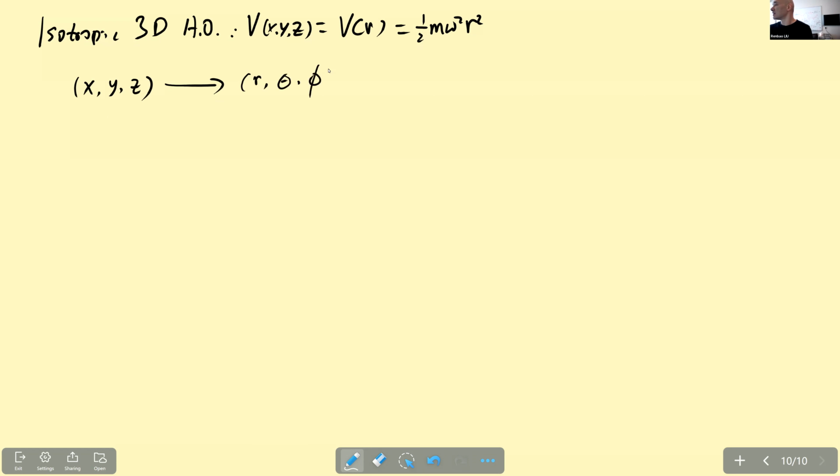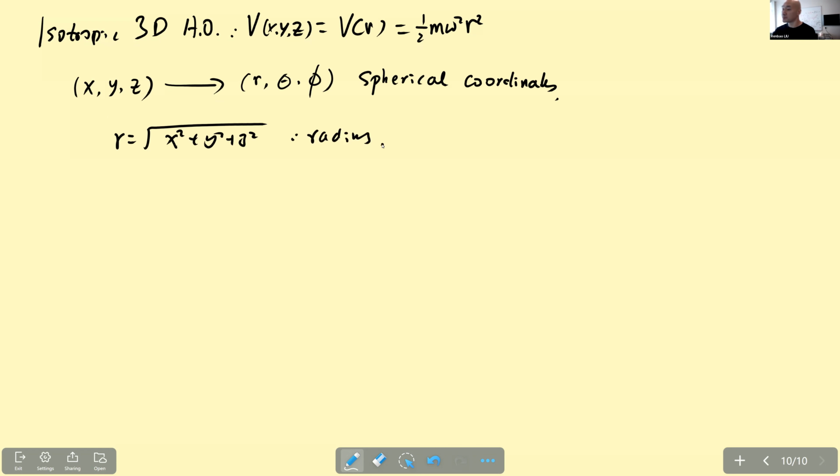spherical coordinates. Okay, so this r is just the square root of x squared plus y squared plus z squared, the distance. So this is the radius, right? So theta, okay. With theta, we say that it is the azimuth angle. And phi is the polar angle.